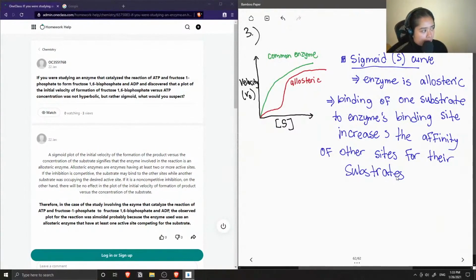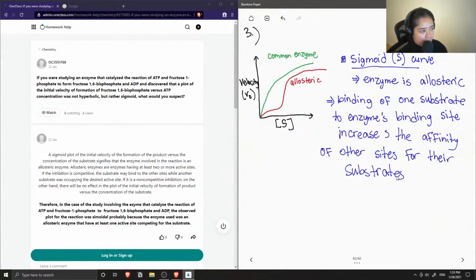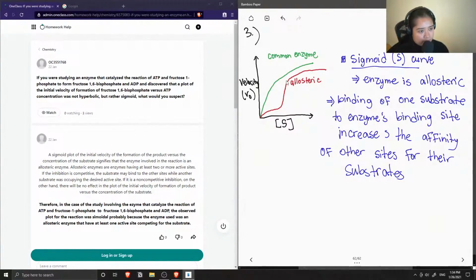Okay, so for example, was the enzyme that catalyzed the reaction of ATP and fructose 1-phosphate to form fructose 1,6-bisphosphate and ADP. So when the binding of that one substrate to the enzyme's binding site actually increases the affinity of other sites for their substrates. And you can see how the velocity increases rather quickly, and then it kind of plateaus off as the reaction continues.